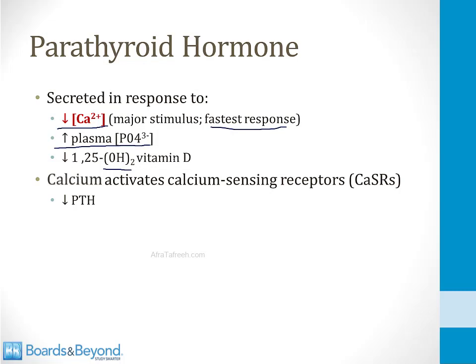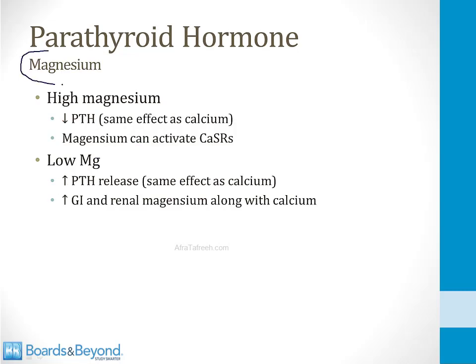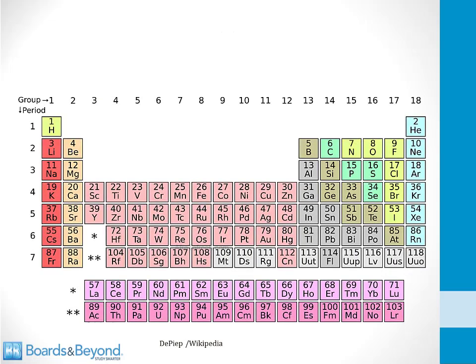The way that calcium manipulates the release of parathyroid hormone from the parathyroid gland is by binding to calcium-sensing receptors, or CASRs. When calcium binds to the calcium-sensing receptors, this leads to a drop in the amount of parathyroid hormone released by the glands. Magnesium can also affect the parathyroid glands, and it has a very similar effect on the glands to calcium. An easy way to remember this is to recall that magnesium and calcium are very close to one another on the periodic table of elements.